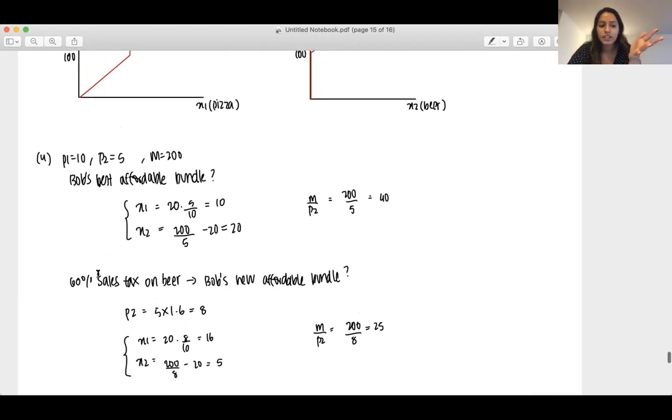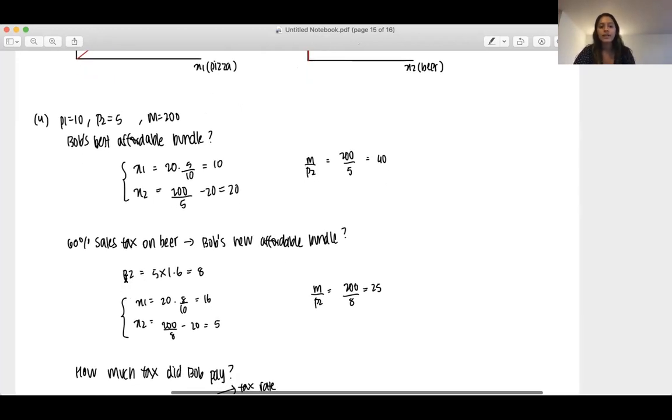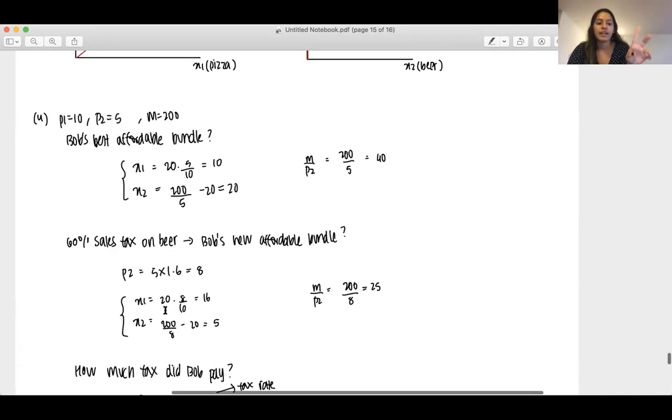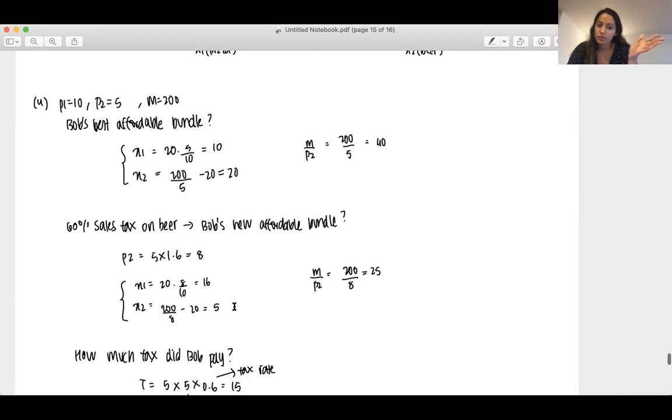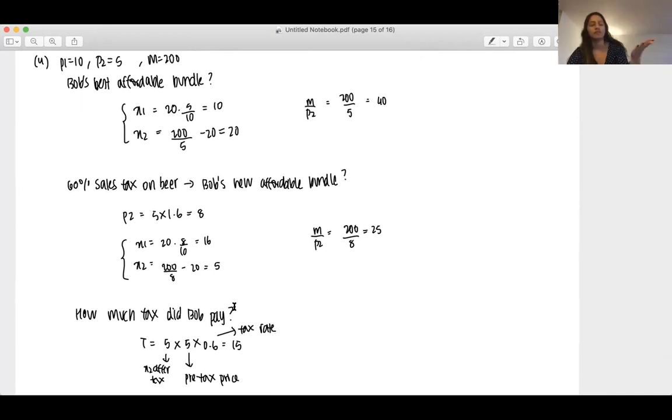The second part tells us that there's a 60% sales tax on beer. So now what is the best affordable bundle? In this case, the value that changes is P2 because now the price of beer has changed. It's become more expensive. So to calculate the new P2, it's 5 times 1.6 because it's a 60% sales tax, which is equal to 8. So now P2 is 8. Again, we just substitute in the values. Everything is the same except instead of 5 here, now we are substituting in 8. So here you get that x1 is equal to 16 and x2 is equal to 5. That's his new best affordable bundle.